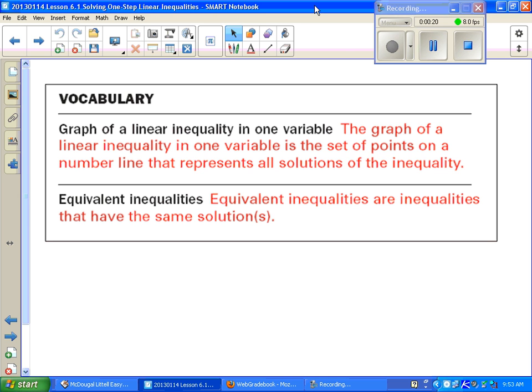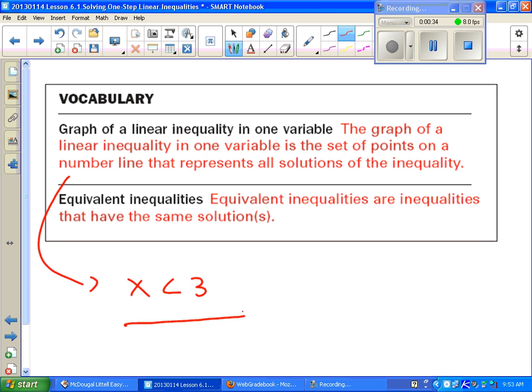First off, the graph of a linear inequality in one variable is a set of points on a number line that represents all solutions of the inequality. An example of that would be x is less than 3, and a graph of it would look something like this, with a 0 and 3 here. Less than would be an open circle and everything that's smaller than 3.